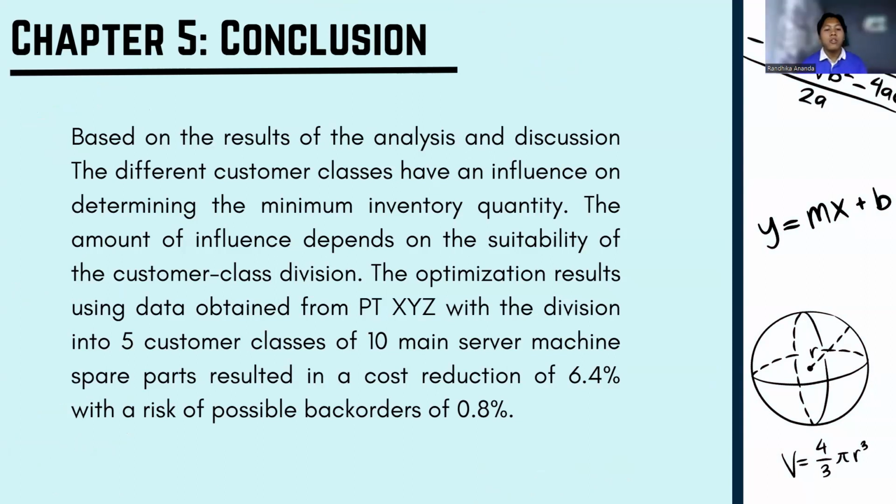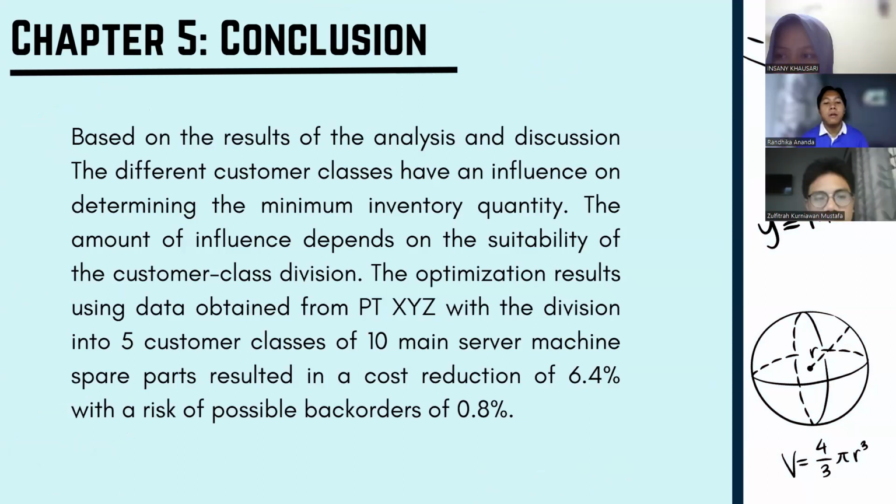So the conclusion, based on the results of the analysis and discussion, is that different customer classes have an influence on determining the minimum inventory quantity. The amount of influence depends on the suitability of the customer class division. The optimization result using data obtained from PT XYZ, with the division into 5 customer classes of 10 server machine spare parts, results in a cost reduction of 6.4% with a risk of possible backorder of 0.8%. So I think that's all from us.